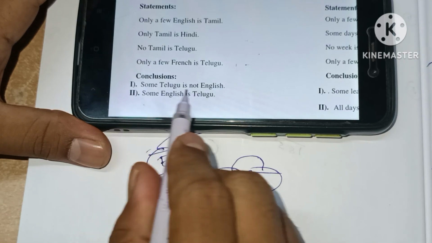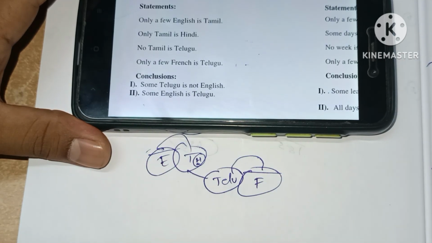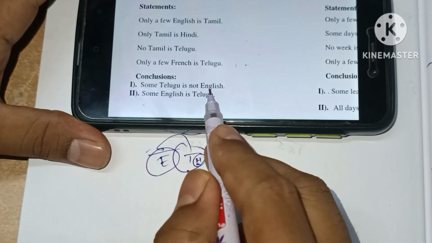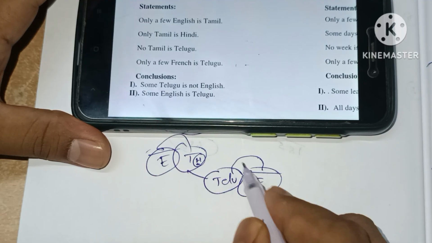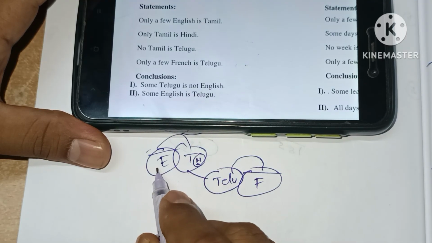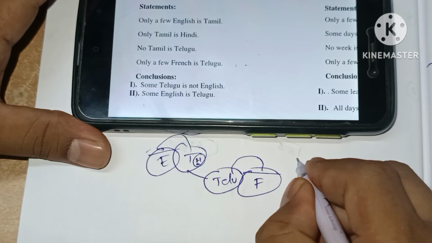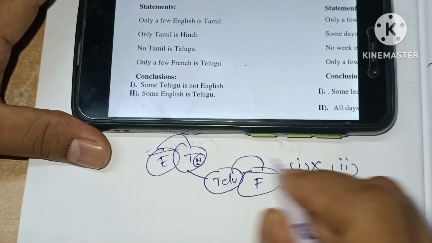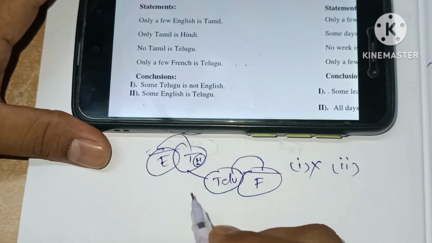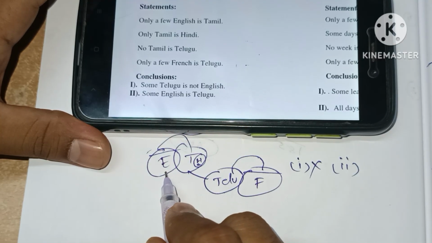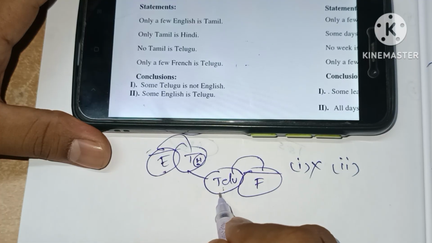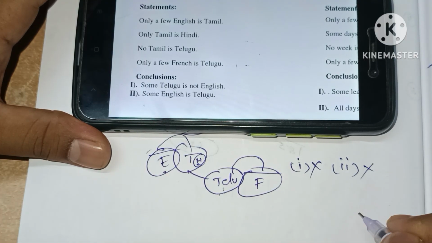Let's see conclusions. Some Telugu is not English. Okay. So we check whether all Telugu is English is possible. All Telugu can be placed inside English. It is possible. All case possible means some not case will fail. First one is false. Second one, some English is Telugu. This is English and this is Telugu and there is no direct relation between these two. So second conclusion will be false.